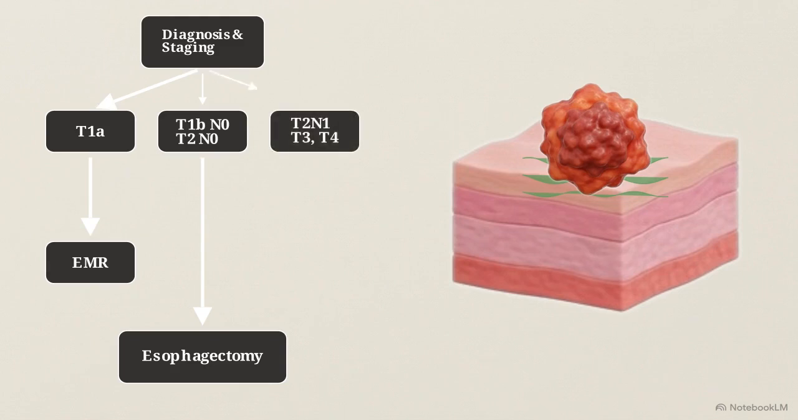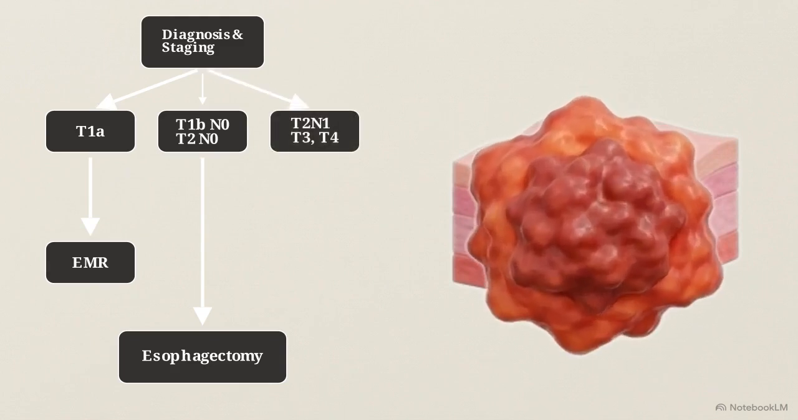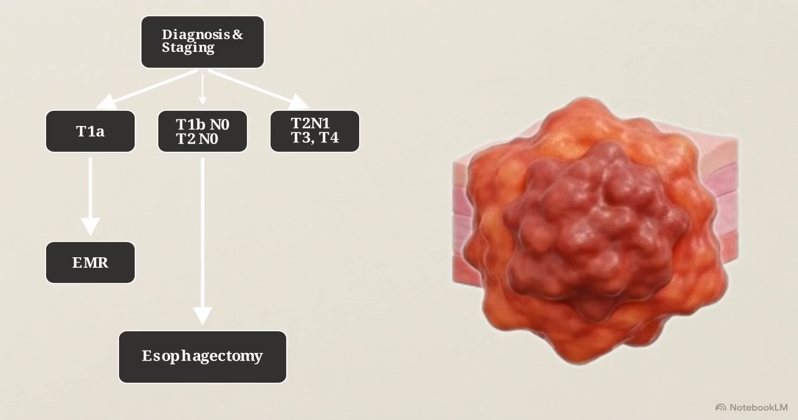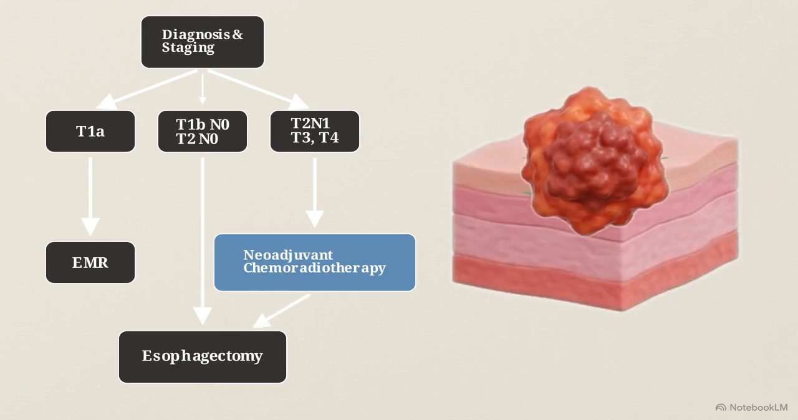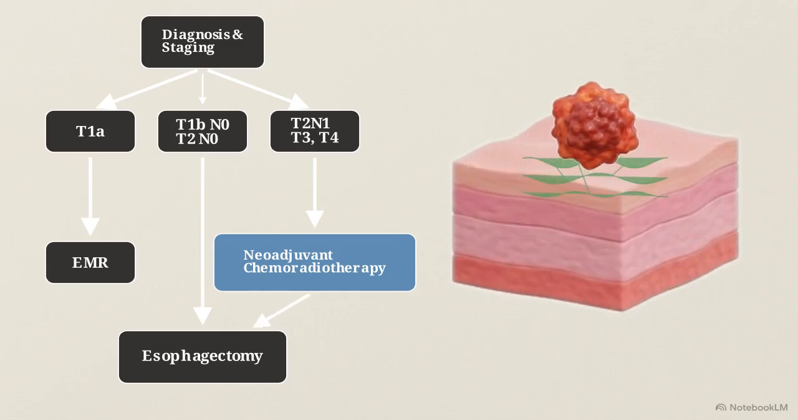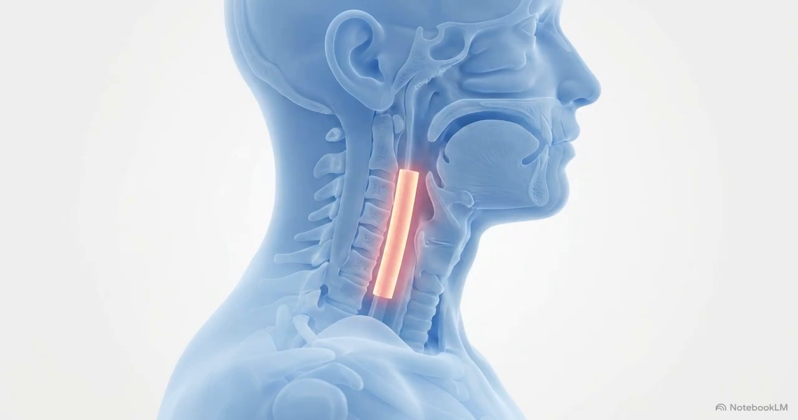For locally advanced disease, including T2 lesions with positive nodes, T3 and T4 tumors, surgery alone will fail. The algorithm mandates neoadjuvant chemoradiotherapy first. This combined approach acts as a radiosensitizer, shrinking the primary mass and clearing microscopic local disease before the surgeon ever makes an incision. There is one major anatomical exception to this surgical pathway.